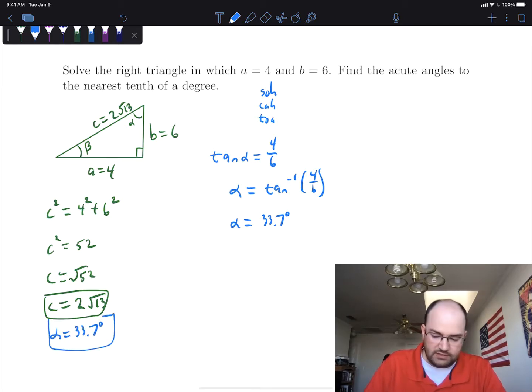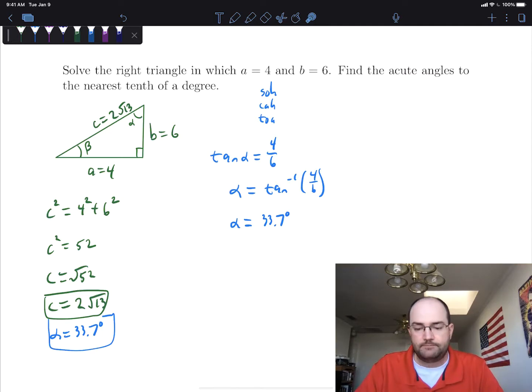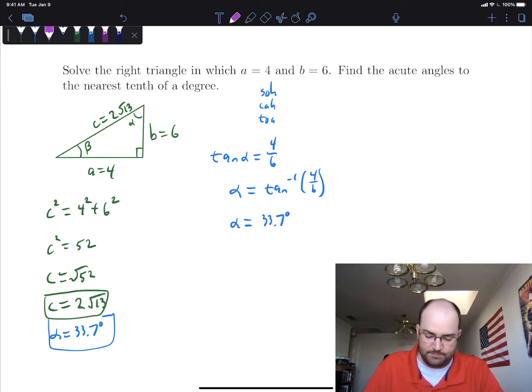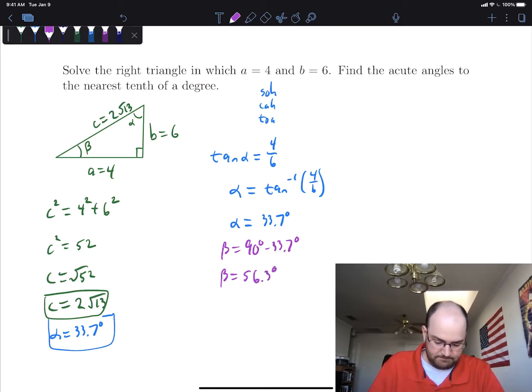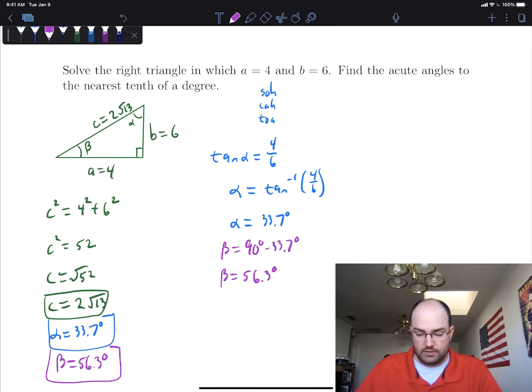Notice that the only thing I don't know yet is beta. So I can use this alpha to go ahead and find beta, because alpha plus beta has to be 90 degrees. So it means that beta has to be 90 degrees minus the 33.7 degrees. So beta, of course, has to be what? 56.3 degrees? Yeah. There we go. So there you go.